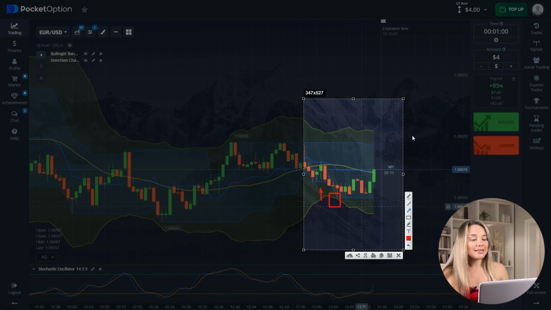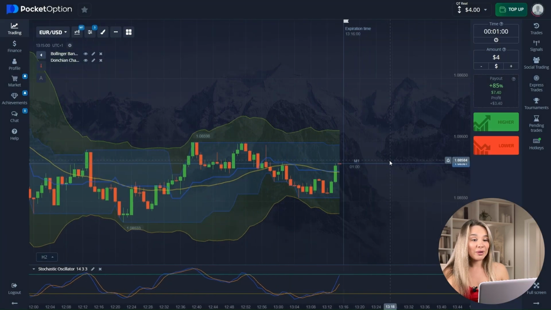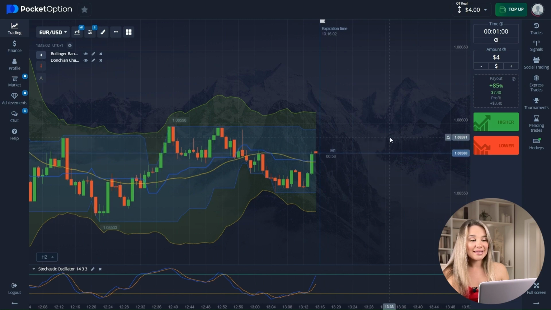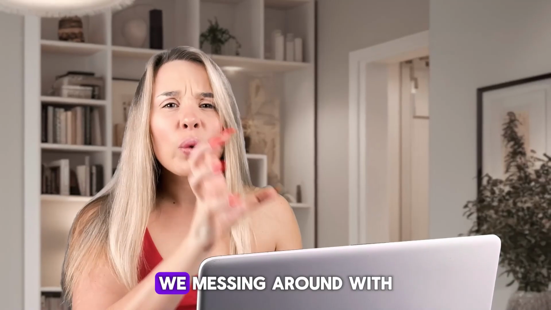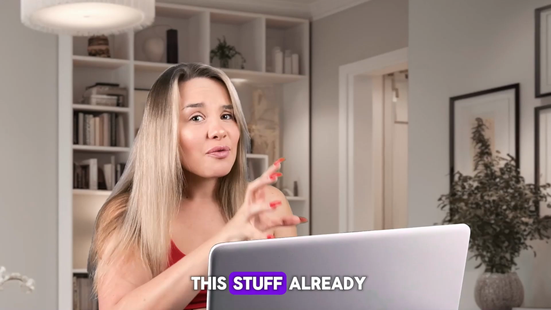Today, we're gonna use the stochastic to confirm or refute these signals. So this should make the system more precise and increase its success rate. So let's get started.